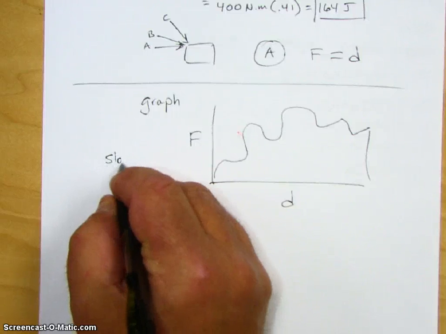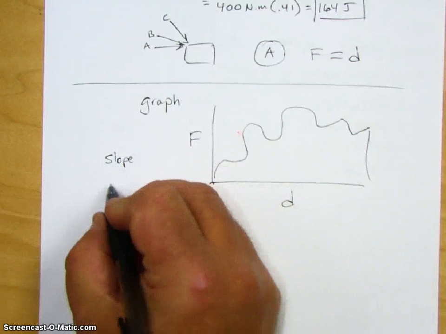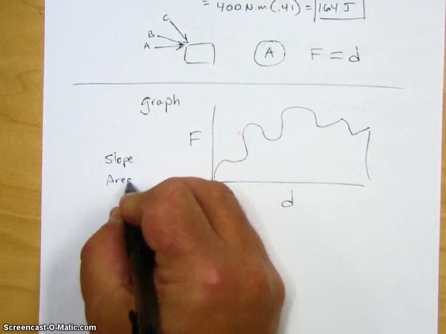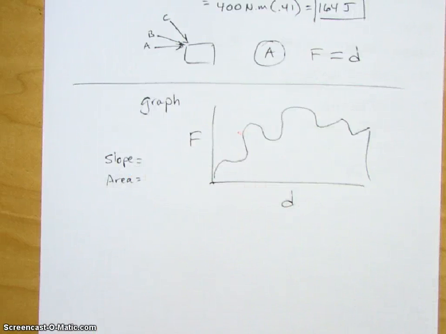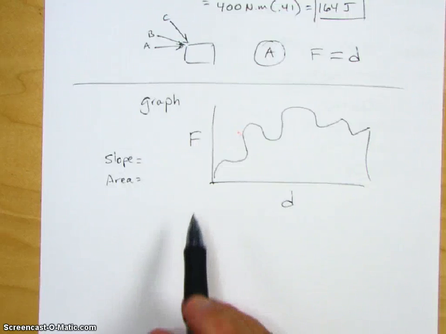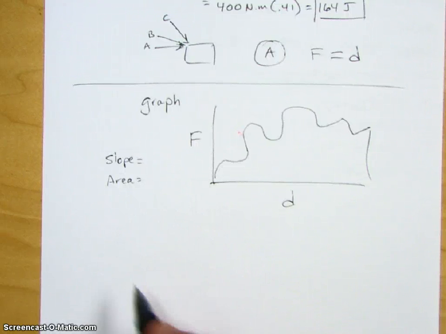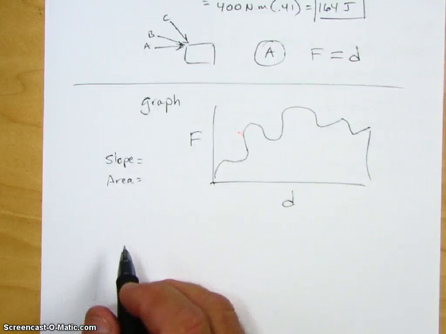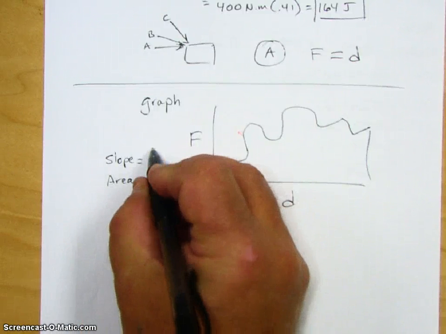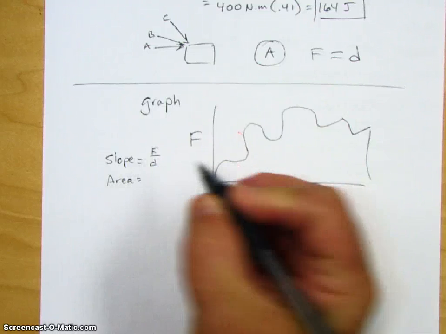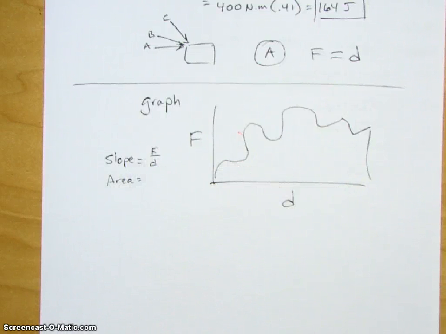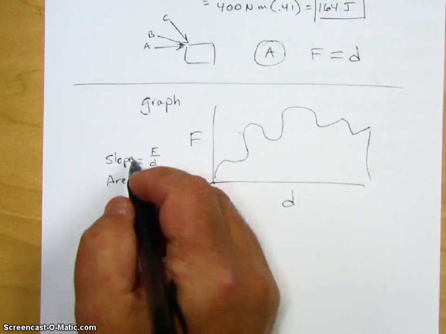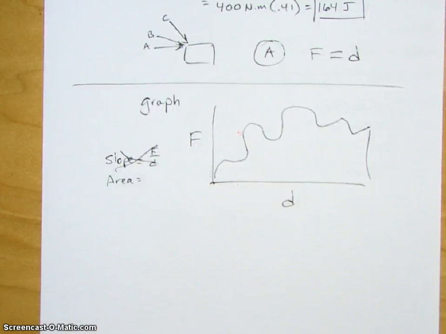Anytime I have a graph, does the slope tell me anything? Does the area tell me anything? That's the first thing I want to think of. Now, there's two ways to do it. You can do it by simply using the units, or you can do it by using the variables. Let's do it with the variables first. Slope is going to be rise over run, which is F over D. That doesn't ring a bell. I don't think I've seen that before, so I don't think that's right.